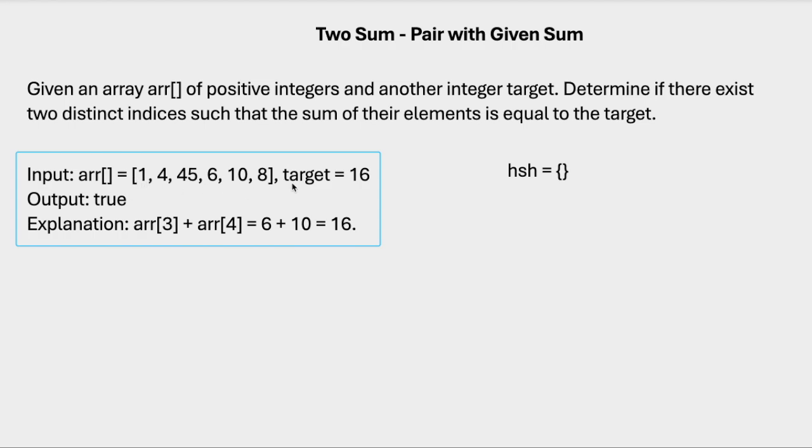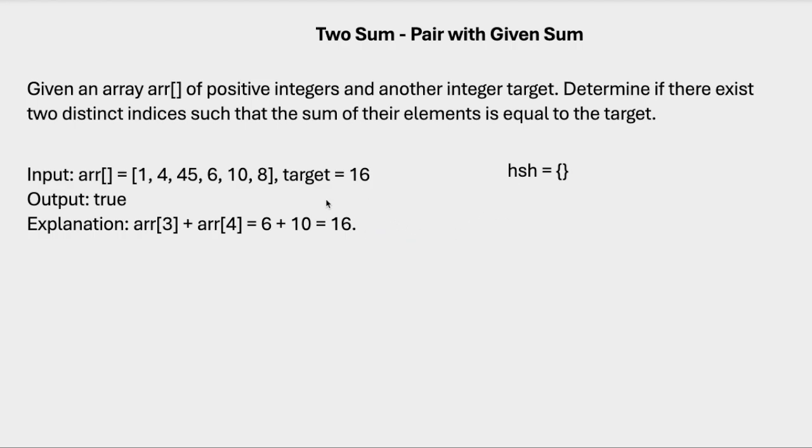Now let's try to trace this solution on this example input. We are going to iterate over each element of this array. When we are at index 0, that is 1, first of all, we will check if target minus this current element, that is 16 minus 1, which is 15, is already present in my hash map or not. So I will just do a lookup in my hash map, which will be a constant time operation.